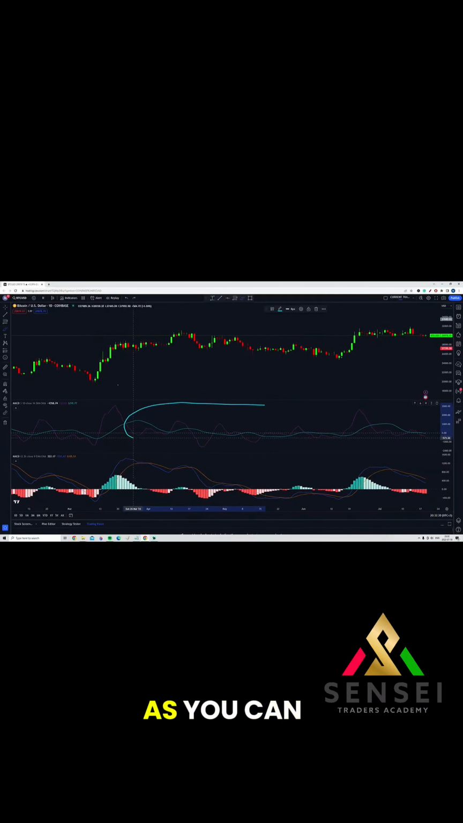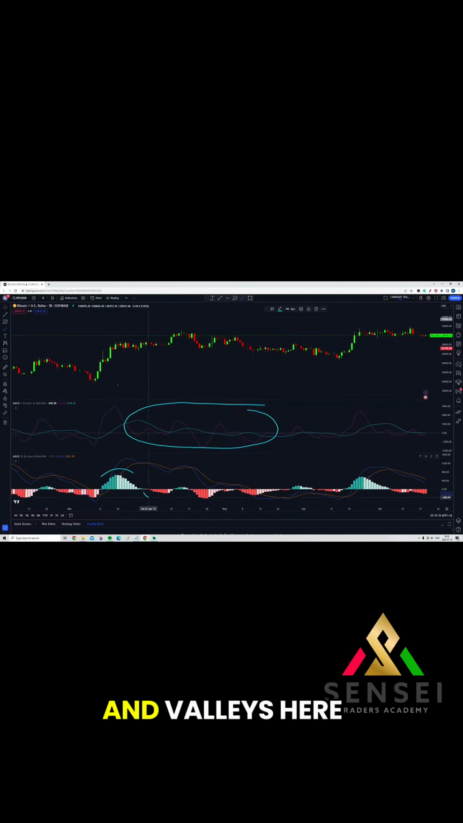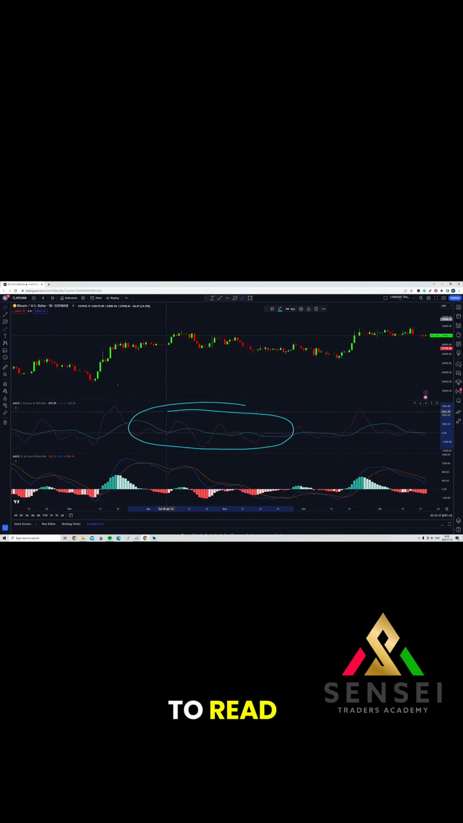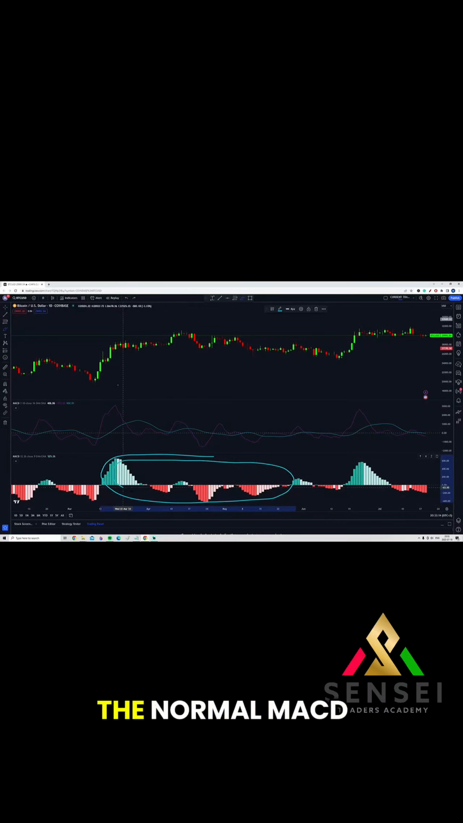Another big difference, as you can see, is that the new MACD indicator uses no histograms. The histograms are basically the mountains and valleys here on the normal MACD indicator. This can make the indicator more clear and easier to read, and it's very similar to why I use only the histograms when I use the normal MACD, to make the MACD more visually appealing and clearer.